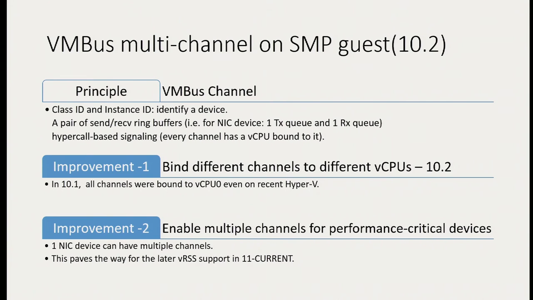The second improvement is for some performance-critical devices, for example the storage device and the network device. Now we have devices with the ability to create more than one channel. By default, a device has only one channel, but performance-critical devices have a special ability to enable more channels. We enabled this in FreeBSD version 10.2.